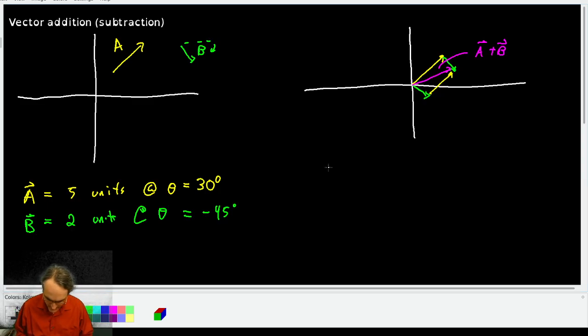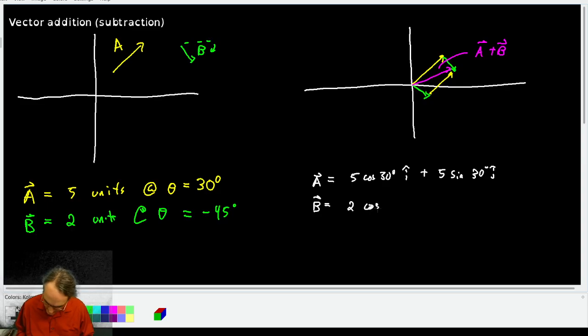All right, so if we decompose these, the A vector looks like 5 cosine 30 in the i hat, 5 sine 30 degrees in the j hat. Vector B looks like 2 units, cosine minus 45 in the i hat, but cosine of minus 45 and cosine of 45 are the same thing. And then 2 sine of minus 45 in the j hat, and this one it matters more, because sine of minus 45 is minus sine of 45.